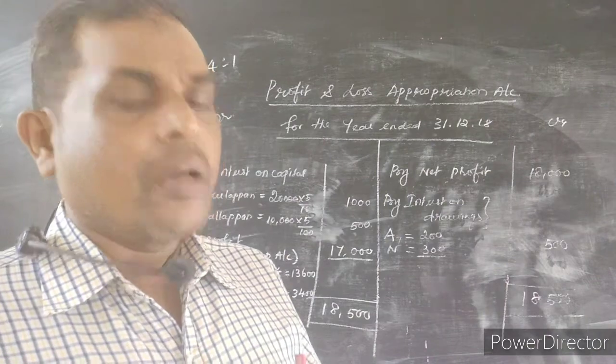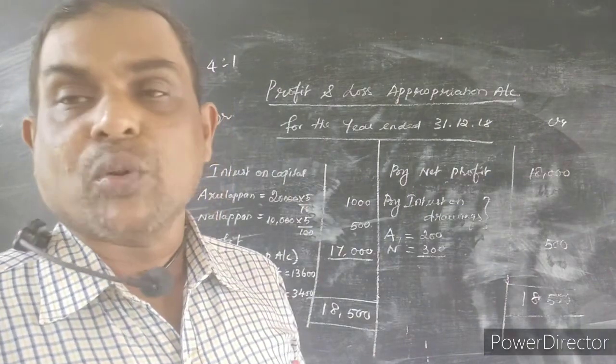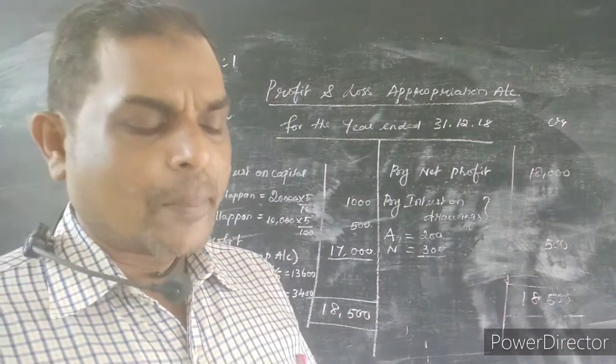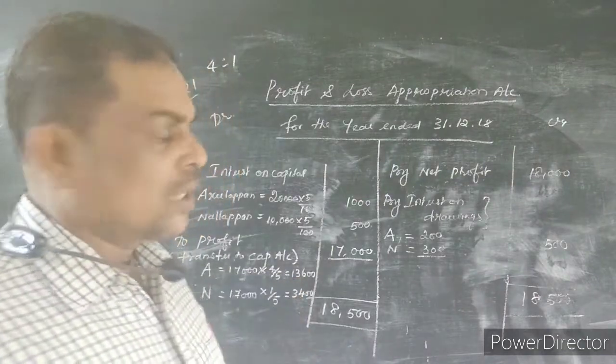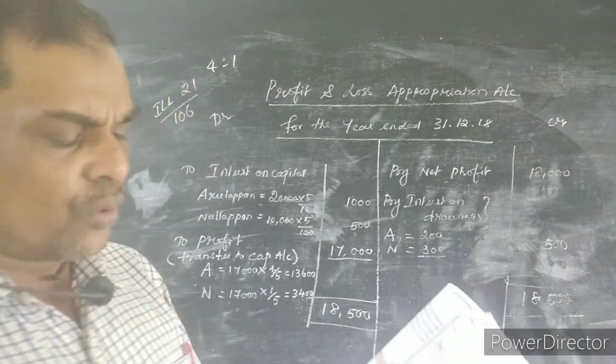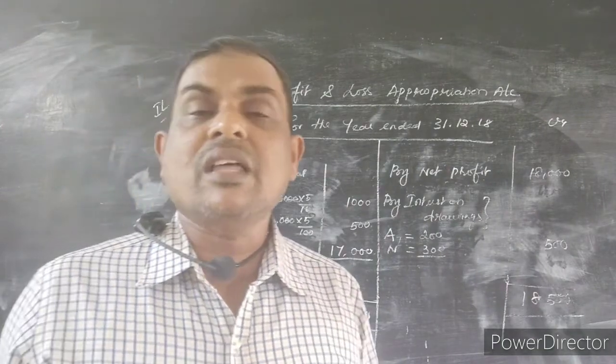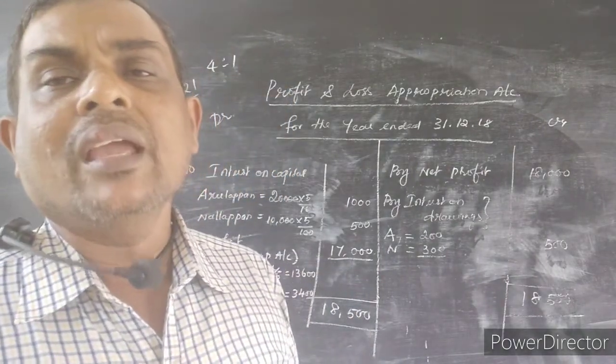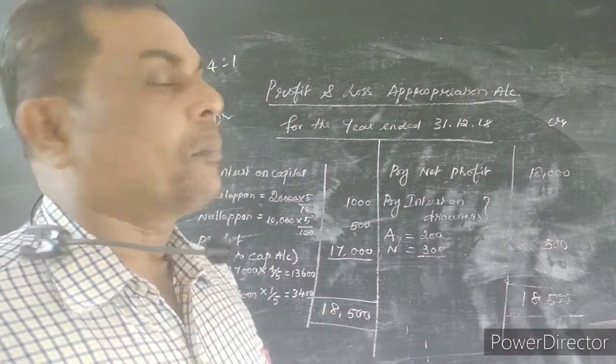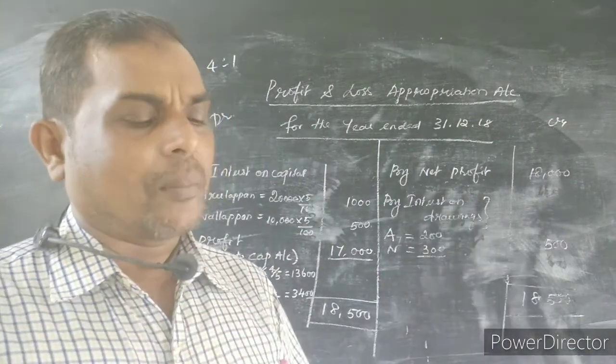The last entry is profit and loss appropriation account debtor rupees 17,000, to Arulappan's capital 13,600, to Nallasami's capital 3,400. So here profit transferred. Okay, so this is the way you have to follow the interest, that is P&L appropriation account. Okay, P&L appropriation account.